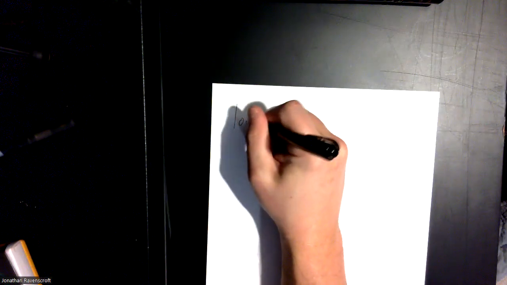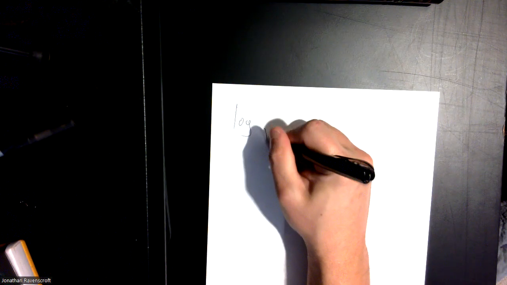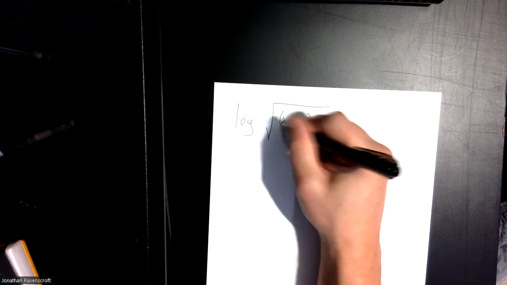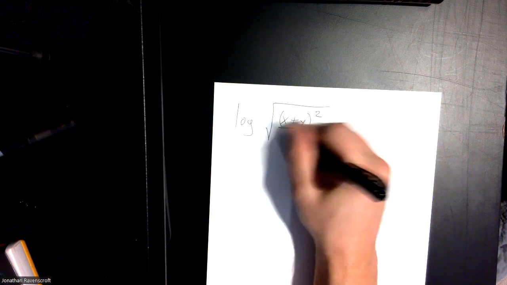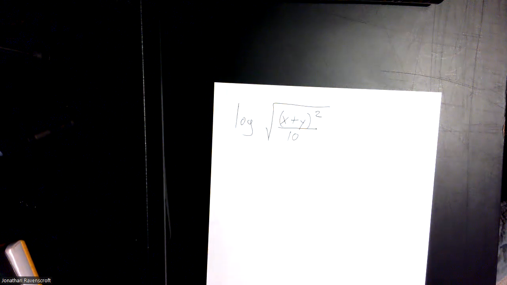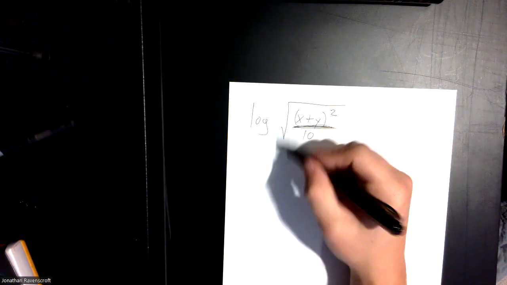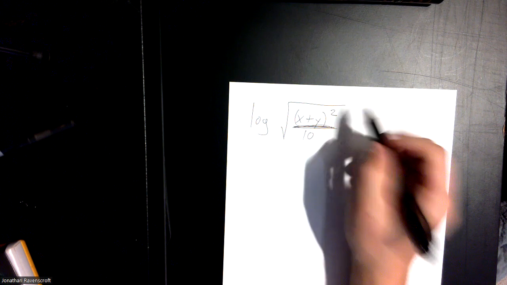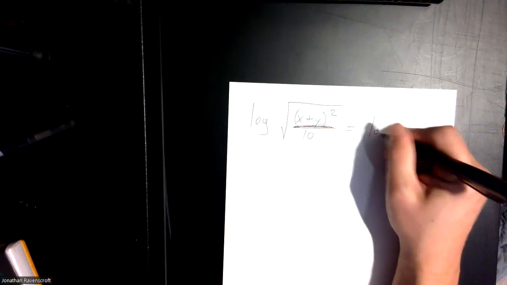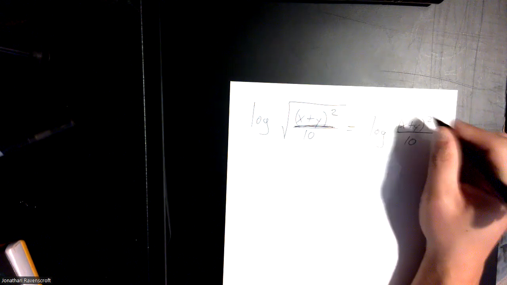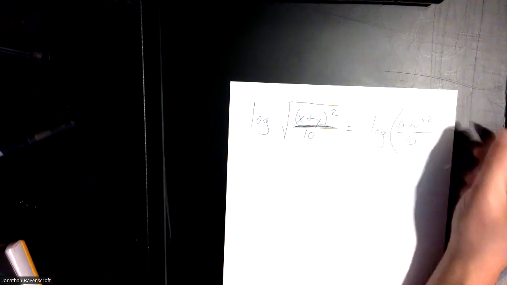Let's look at log of the square root of x plus y, the whole squared, over 10. Now, you can see a quotient here, stuff divided by some other stuff, but we're kind of blocked in by the square root. Let's turn the square root into a number. Remember, the square root is the same thing as 1/2 exponent.